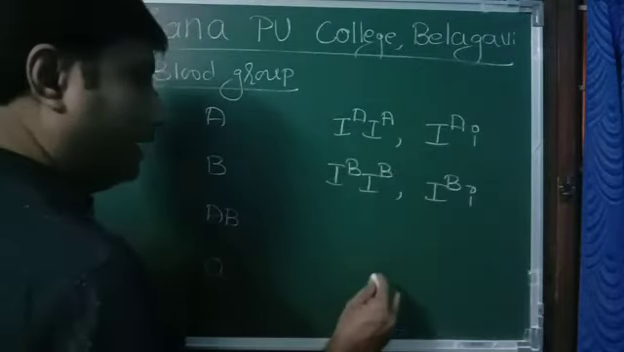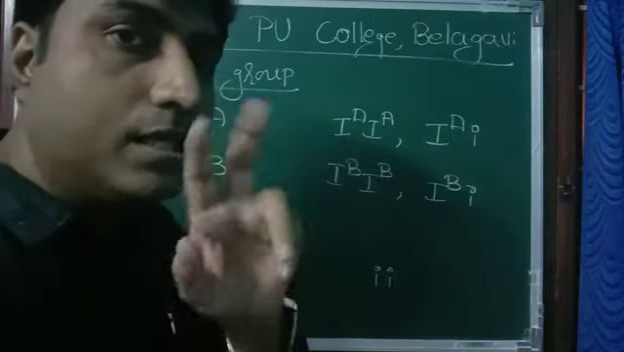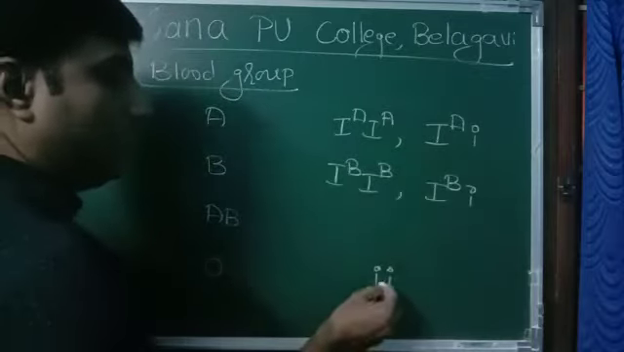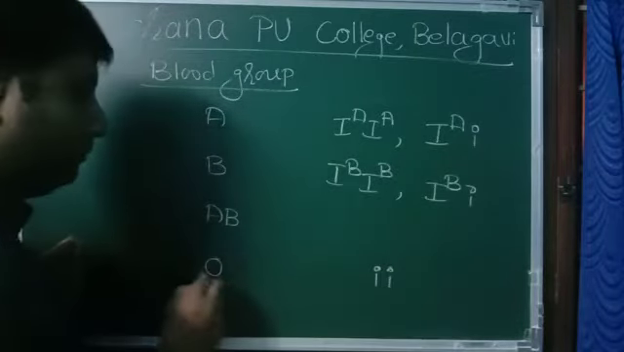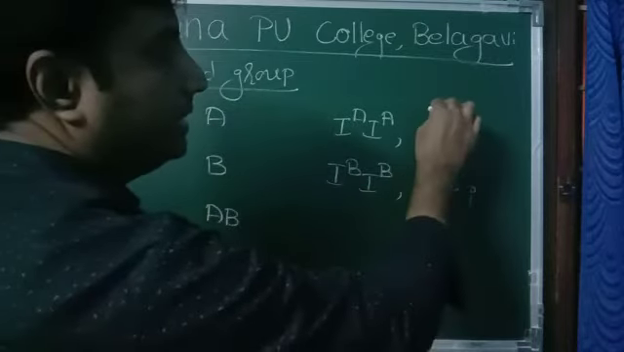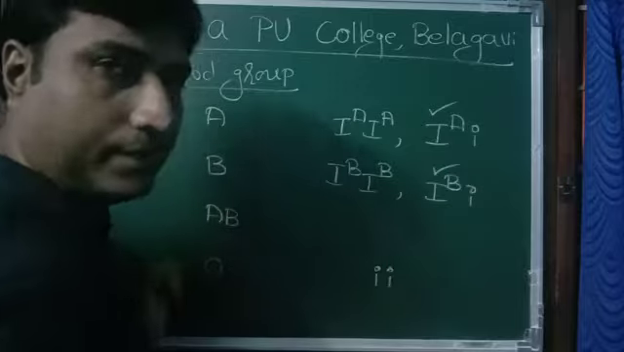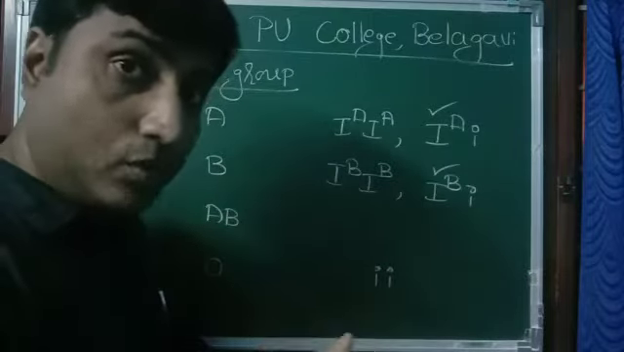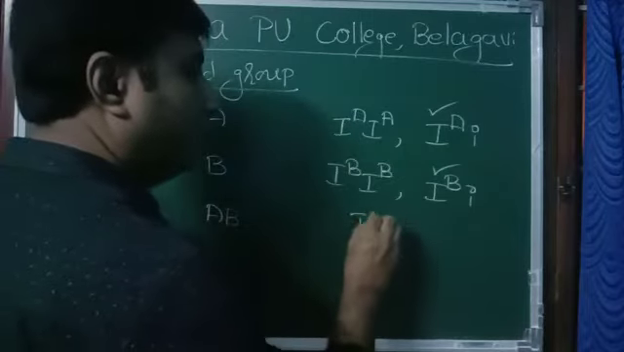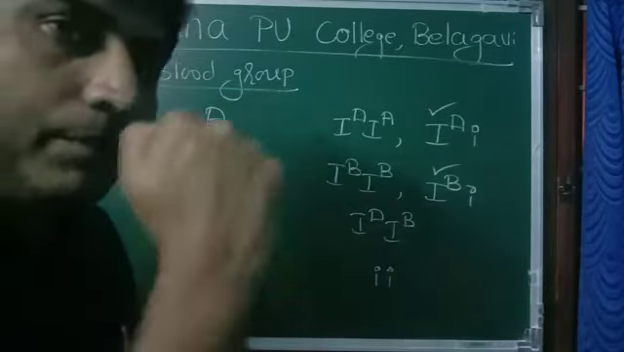When small i come together, both recessives, same like when small t come together, plant becomes short or dwarf. Similarly, when small i come together, both recessive, blood group becomes O. Now, in this case, IA is dominant. In this case, IB is dominant. Suppose both dominant come together. Okay, imagine both dominant come together. Then what should be the blood group?